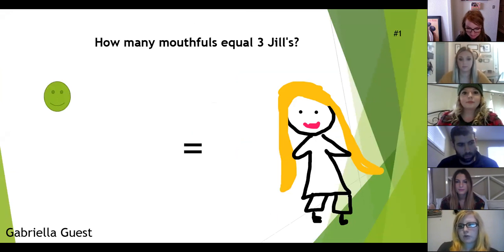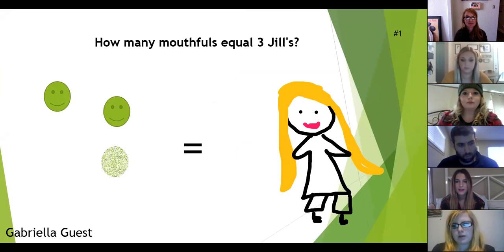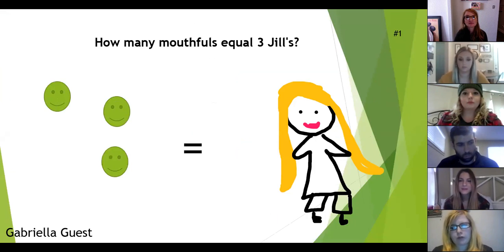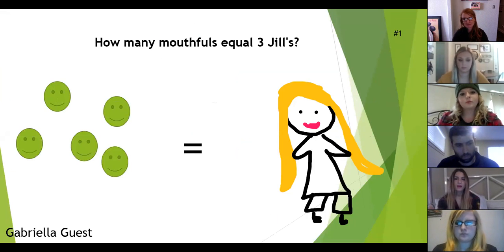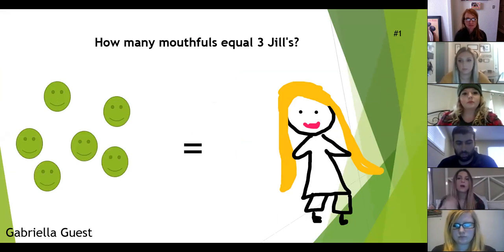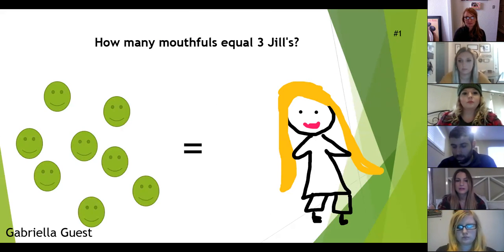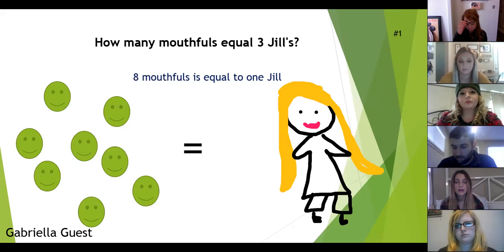Gabby, will you answer this for me? Yes. How many mouthfuls equal 3 Jills? Okay, so first you want to know how many mouthfuls equals 1 Jill, and that would be 8. So if you have 8 mouthfuls that equals 1 Jill, and you want to find out 3, so you just multiply 8 by 3, and you get 24 mouthfuls that are equivalent to 3 Jills.